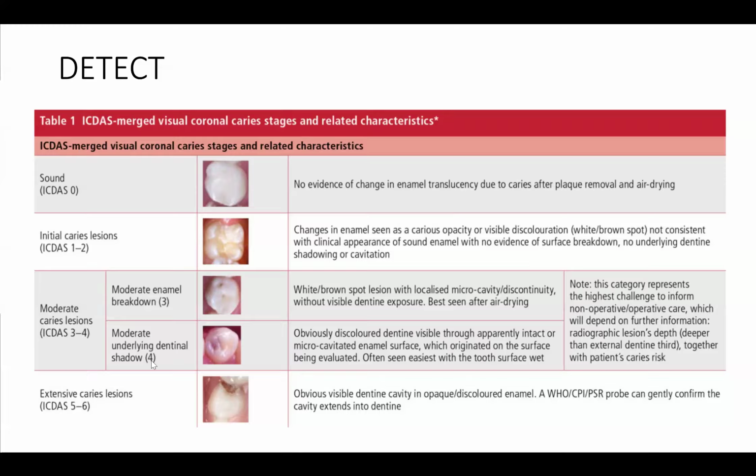Now, ICDAS 3 and 4 is moderate breakdown and moderate underlying dentinal shadow. Like, can you see a shadow here? There's no breakdown that you see, but you can clearly see a shadow.